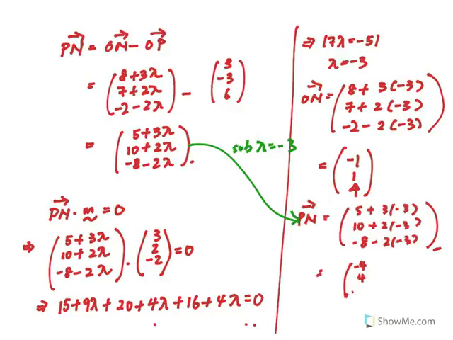10 minus 6, 4, minus 8 plus 6, negative 2. So very quickly, the magnitude of PN would just be negative 4 squared plus 4 squared plus negative 2 squared, and it should give you 6. So that's the perpendicular distance from point P to L.